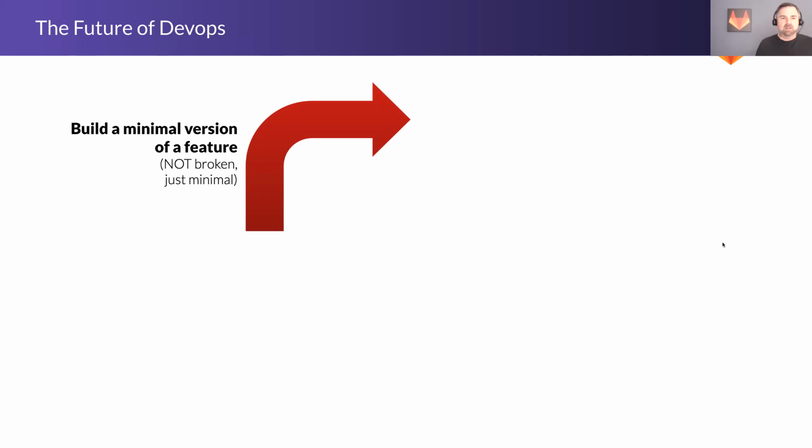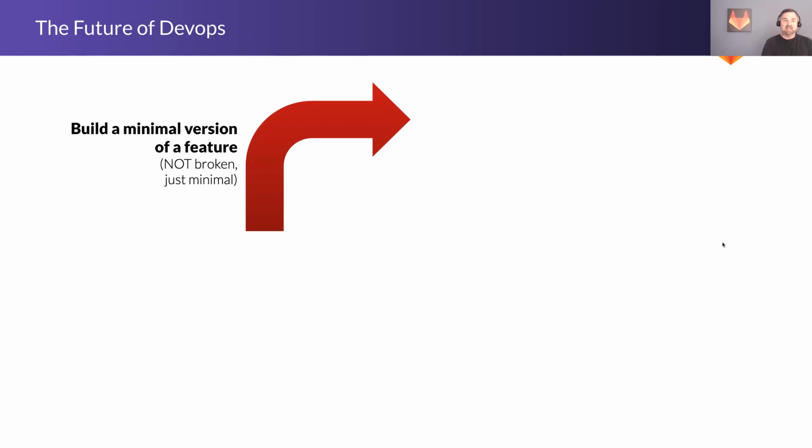in every iteration. And I mean not broken, just minimal. It should be documented, it should be tested, it should be working, but it can be very, very small. We've really forced ourselves to do this at GitLab, and it is not easy. If you think that you can just snap your fingers and have the smallest version of a feature, your feature is probably 10 times as big as it actually needs to be.